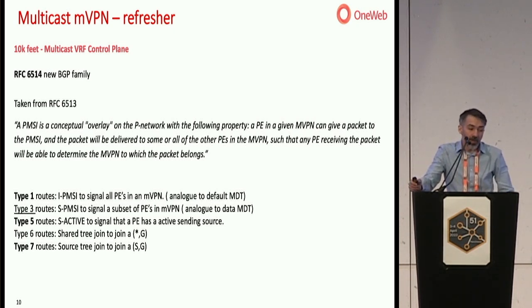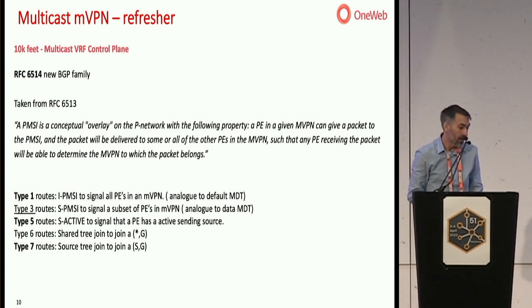And the most important ones, right, the type 1 is where the devices discover each other. Then type 5 and type 7 are routes that instead of PIM joins and reports and IGMP, those get translated into BGP routes, and we'll go into a bit more detail.